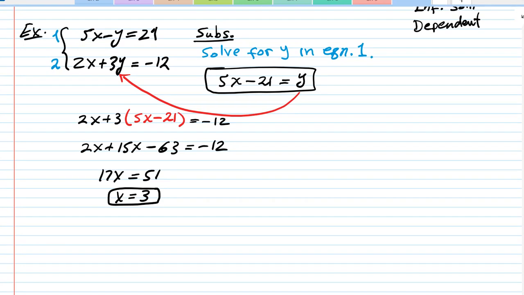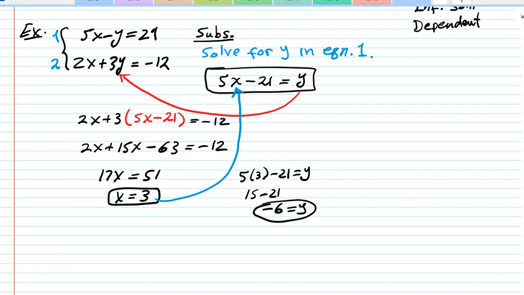Okay, now when x is 3, I can substitute for x in here and determine what the value of y should be. And I'm going to do that next. That's going to give me 5 times 3, minus 21, is equal to y. That's 15, take away 21, or negative 6. Therefore, the value of y must be negative 6. All right, so there we go. And the solution, by the way, is going to be the ordered pair 3 comma negative 6.